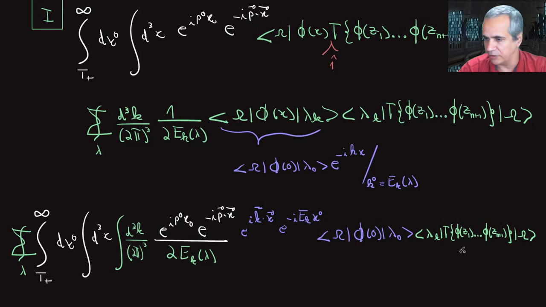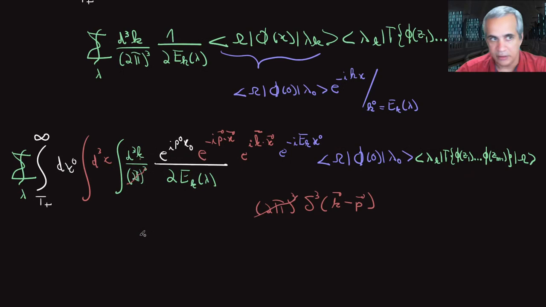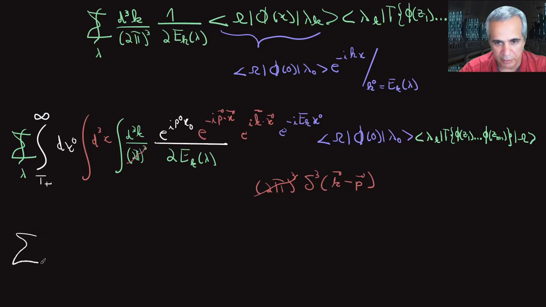If I take these three coordinate integrals together with this exponential and this one, this is the only dependence on x, right? And I can write this as the Dirac delta, (2π)³ δ³(k − p), right? This is just the Dirac delta, which then, of course, I can use to do this integral. So this (2π)³ goes away, and I can do the integral in k and rewrite this expression, right, in a much simpler form, right? So let me just rewrite everything again, because now I have more space.